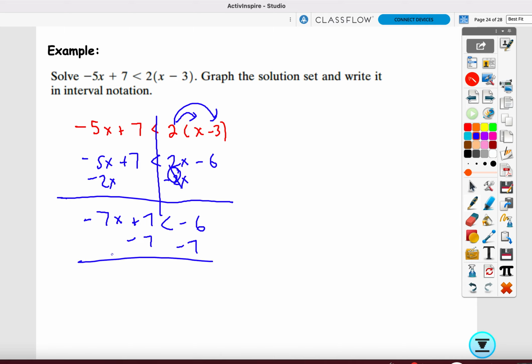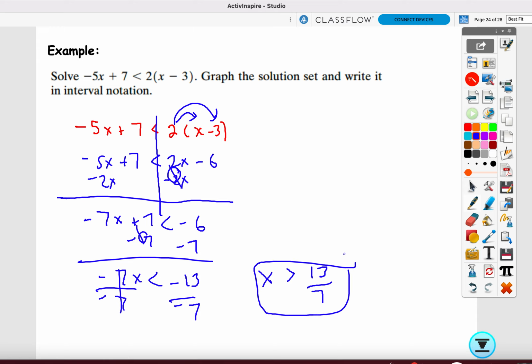Subtract 7 on both sides. So I get negative 7x is less than negative 13. Divide both sides by negative 7, and we get x is greater than 13 over 7. And we're done. It wants us to graph it and write it in interval notation.